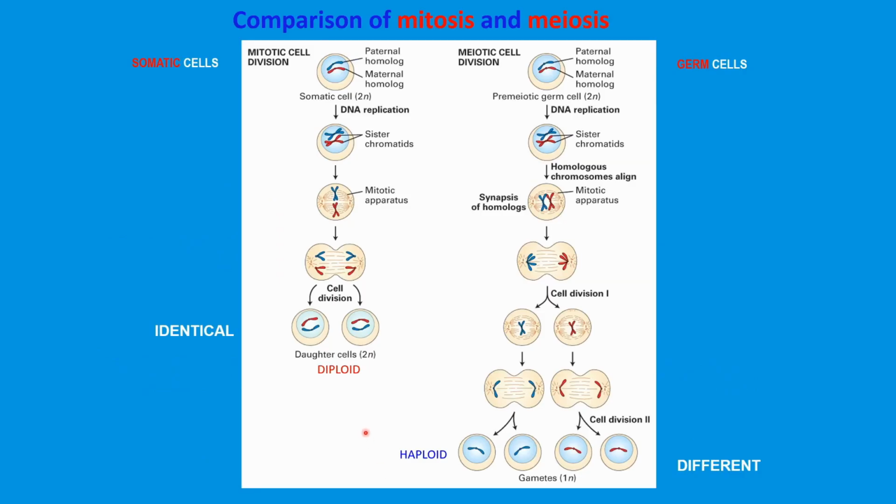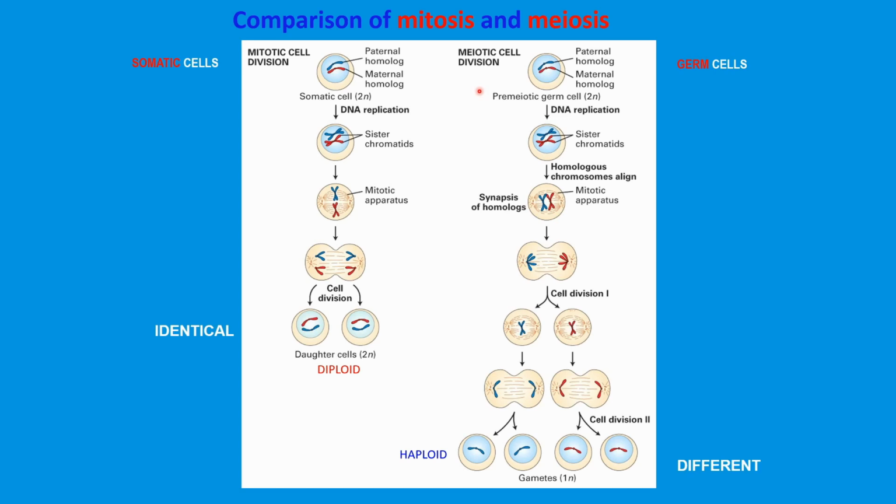And this is summarized here. Within the somatic cells, we have a mitotic cell division where the chromosomes align, they duplicate, and then they align at the metaphase plate, and we have a round of cell division which pulls a copy of the chromosomal complement to each cell so that the cells remain 2n diploid.